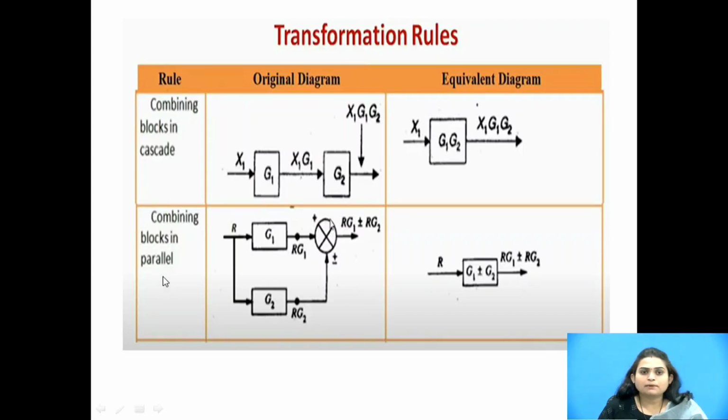Second rule, combining blocks in parallel. If two blocks, G1 and G2, are connected in parallel like this, these two blocks get added or subtracted depending on the sign. If a plus sign is there, we get G1 plus G2. If a minus sign is there, we get G1 minus G2.